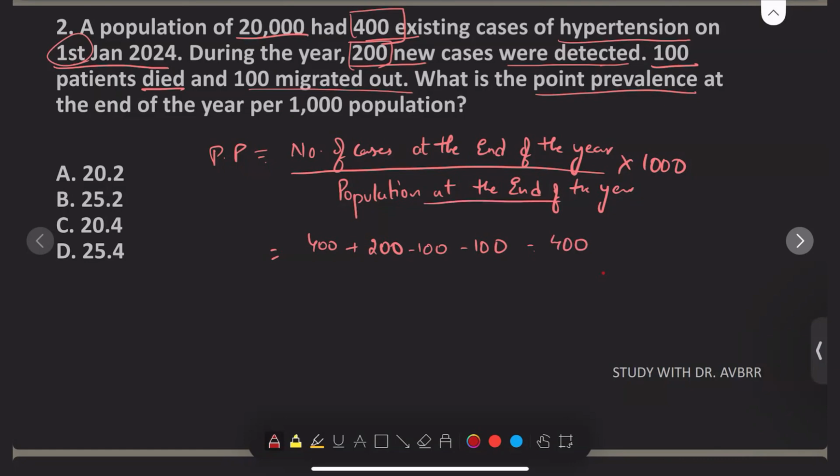And the population at the end of the year. For this, they already told us that at the starting of the year we have 20,000 population, but 100 died and 100 migrated out. So we need to minus 200 from 20,000. So out of 20,000, 100 died, 100 migrated out. So total will be 19,800.